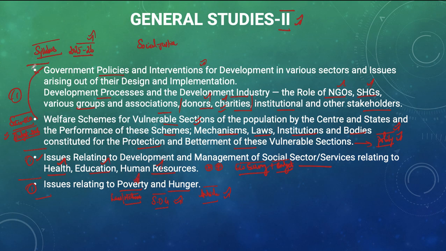So accordingly, if you look at it, this overall social justice syllabus you can segment into three major domains. The first, government policies and welfare schemes as one particular topic, social sector schemes like education, health, and human resources as one topic, and poverty and hunger as one topic. So you need to prepare accordingly and prioritize your preparation.